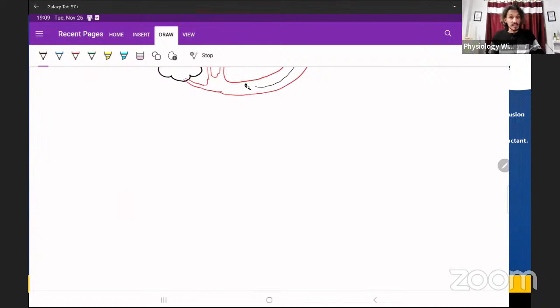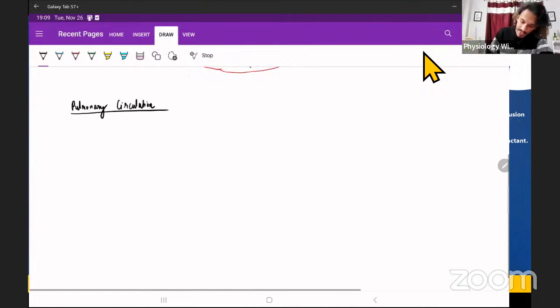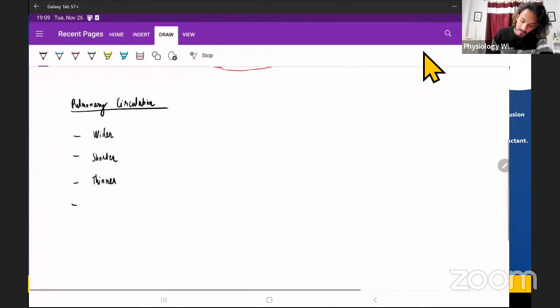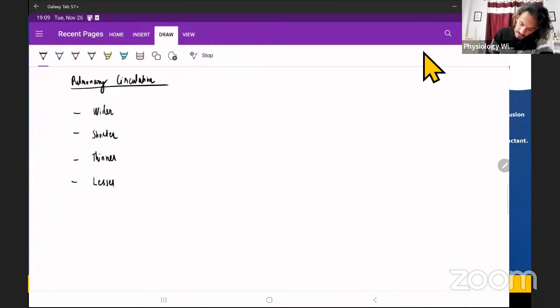Now, once this structure is understood, we go on to understand your pulmonary circulation and how it is different from your systemic circulation. So we have the pulmonary circulation, and how is it different from your systemic circulation? So one thing is this vessel, pulmonary vessels are wider. Second thing is they are shorter. They are thinner. They have lesser musculature.